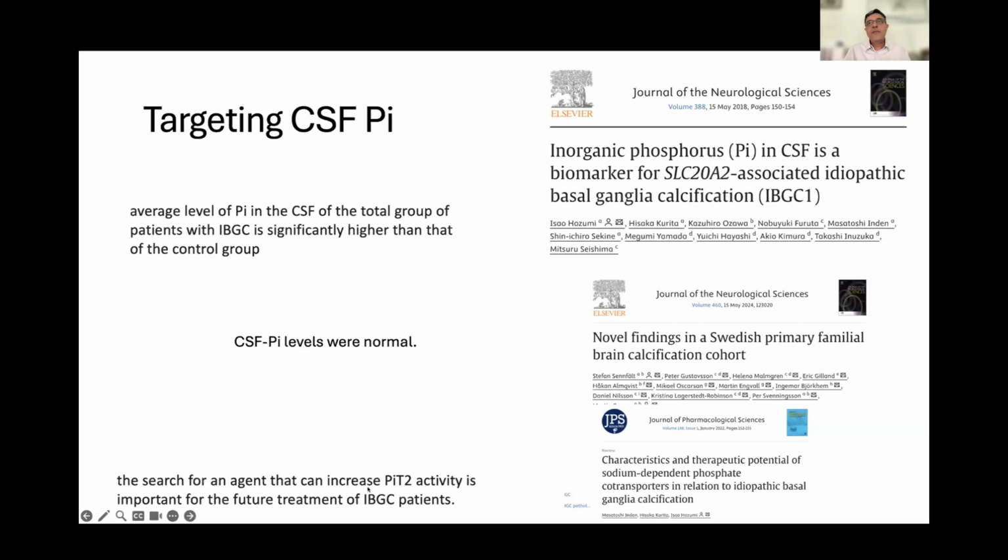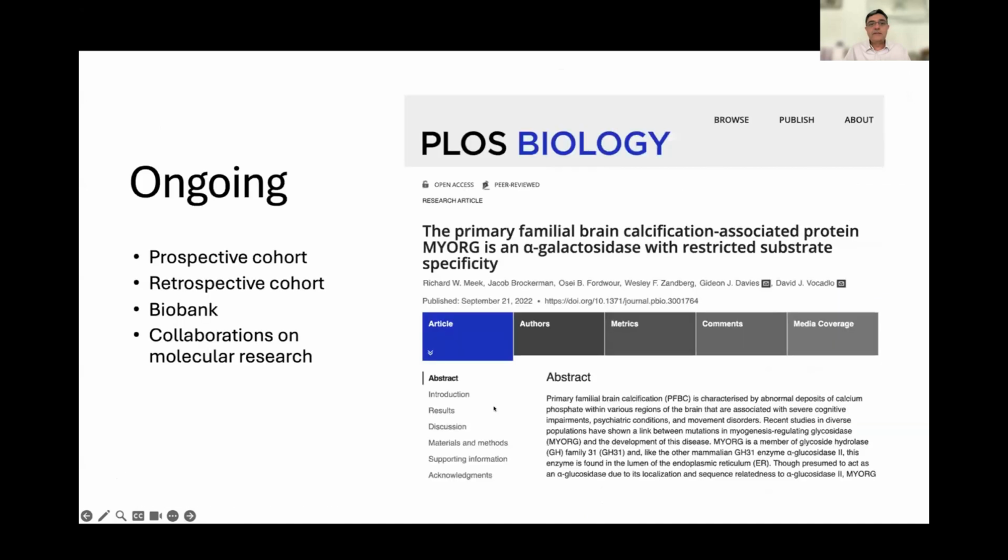And now we are learning that the increase of phosphate in the CSF is not as necessary as was initially thought. But nonetheless, there is a problem with phosphate accumulation either in the CSF or in the extracellular brain tissue. Can we reduce the phosphate, can we do that in some way to reduce that level, is an interesting question yet to answer.